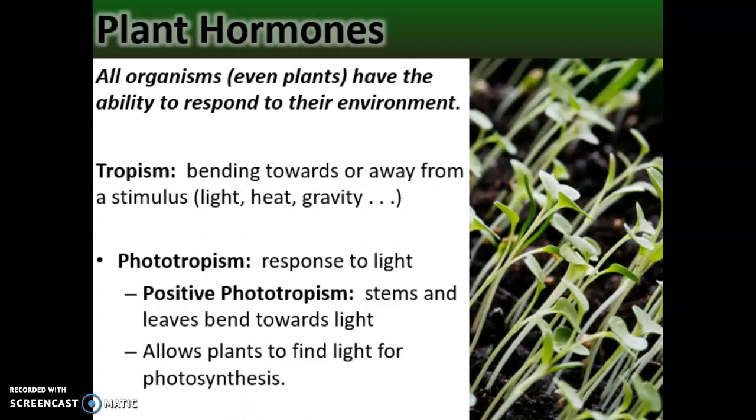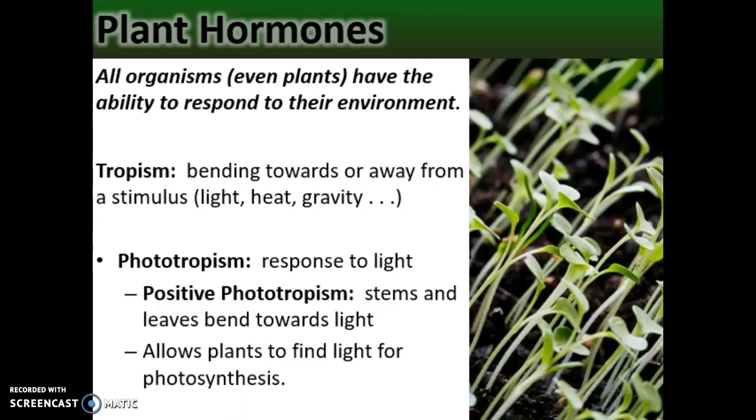So phototropism is the first type of tropism that we need to talk about, and this is a response to light. Have you ever noticed that when you have a houseplant growing in front of a window, it always wants to bend towards the window? So you see your houseplant leaning towards the window, so you turn it, and a couple weeks later it's leaning towards the window again.